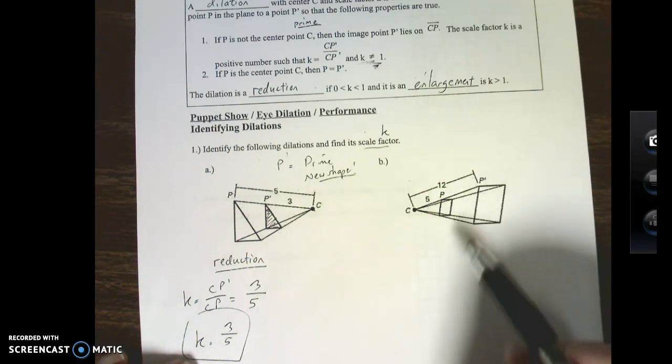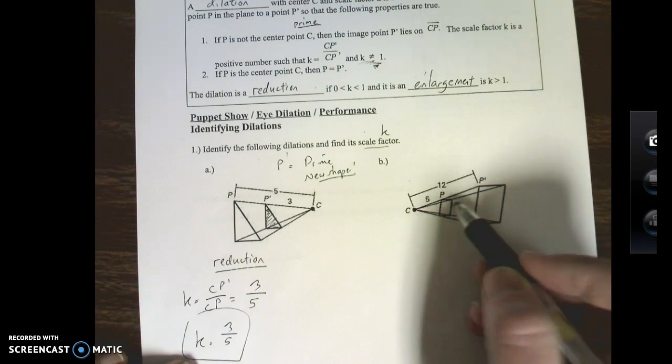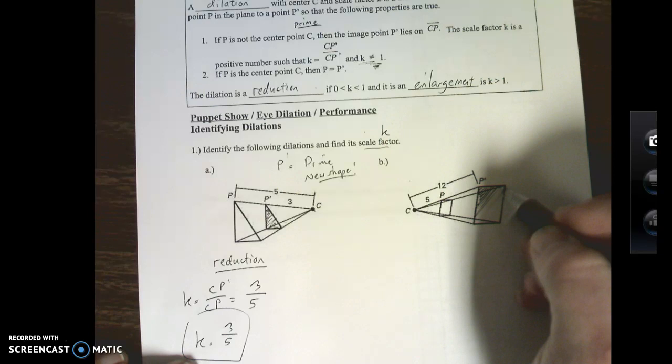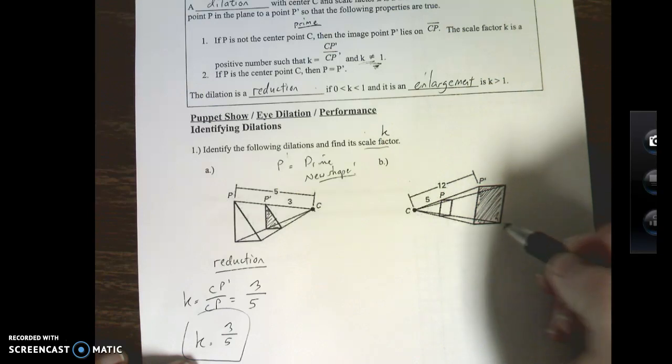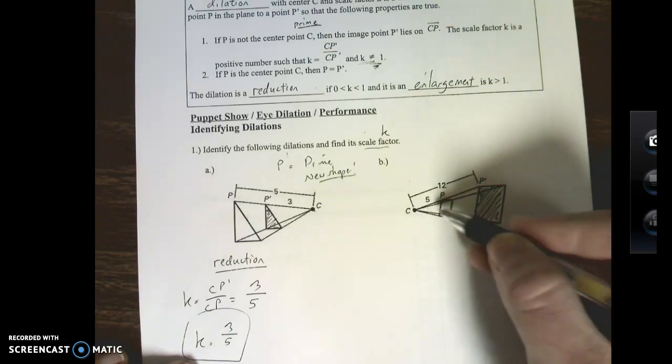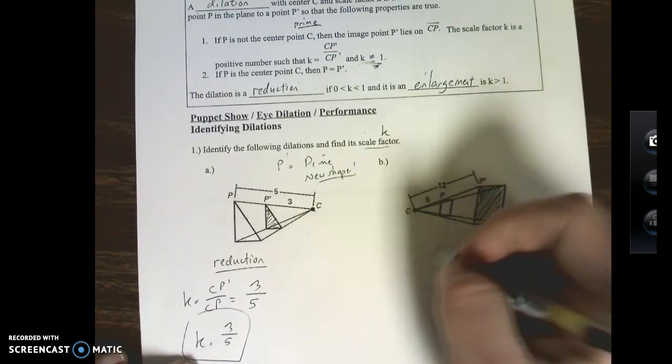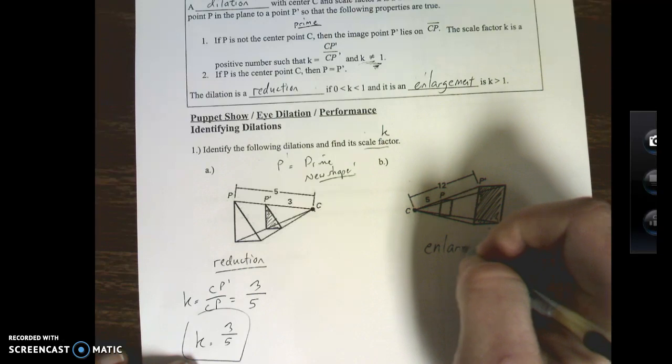We can do a dilation with a quadrilateral, all right? So I'm looking at the two letters here, P and P prime. Hopefully you guys notice this is my P prime, so I'm going to color this in. Is this shape getting larger or smaller compared to the original? This time it's getting larger, so this is called an enlargement.